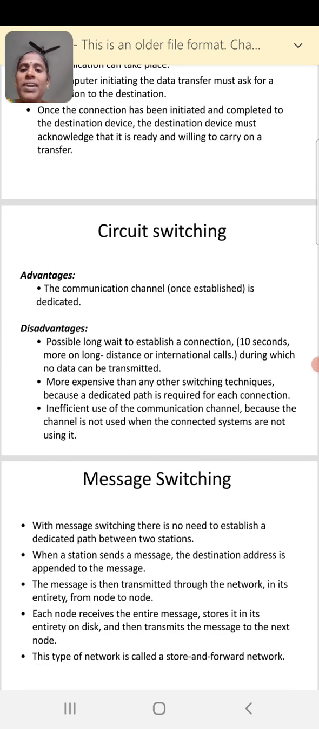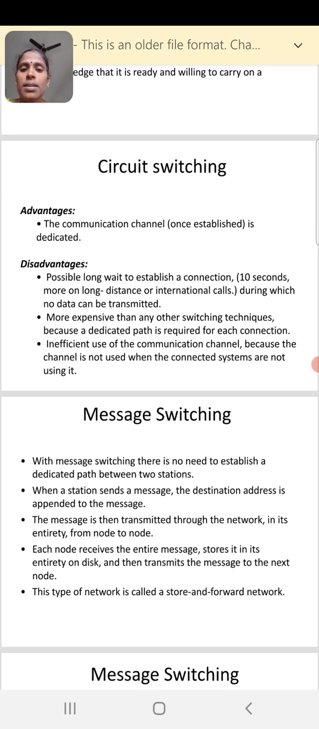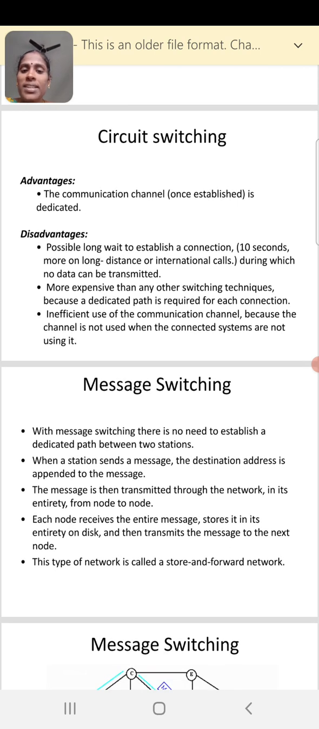Circuit switching advantages: the communication channel, once established, is dedicated. Disadvantages: a possible long wait to establish a connection, 10 seconds or more on long distance or international calls. It is more expensive than any other switching technique because a dedicated path is required for each connection. It also makes poor use of the communication channel, because the channel is not used when the connected systems are not using it.